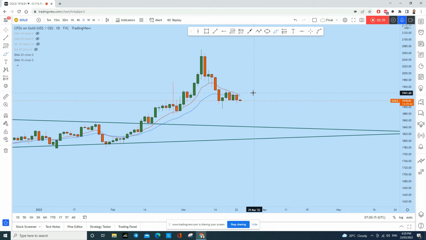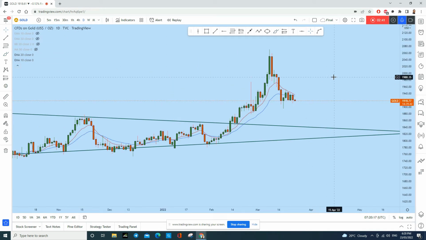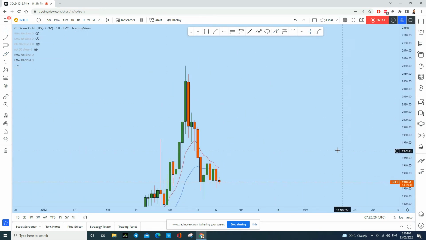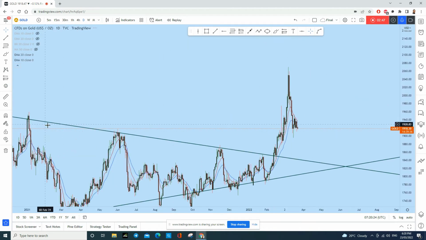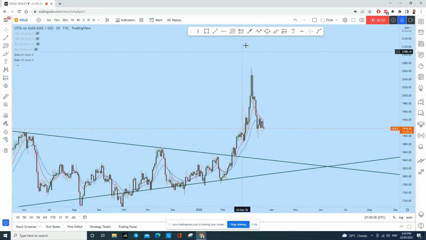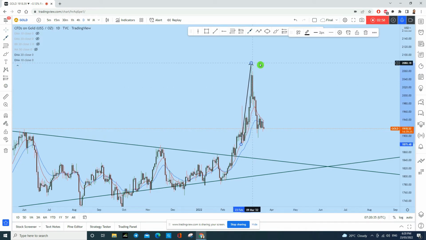Now go back to the daily, and in the daily we have a very important clue to consider. First of all, you see that on the daily this resistance has not been tested properly yet, and we saw that due to the war and fundamental news, gold was overextended to the upside and then immediately came down.